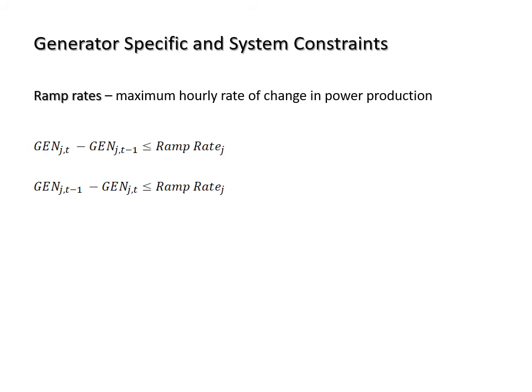And we build into the linear program specific constraints. What we're saying here is that the difference in total generation for any given power plant J, in time period T and time period T minus 1, has to be less than or equal to the ramp rate. And we also set a constraint where the left-hand side of the inequality is switched, right? So it doesn't matter if we're ramping up or ramping down. That period-to-period difference has to be less than or equal to the specific ramp rate for a given power plant.